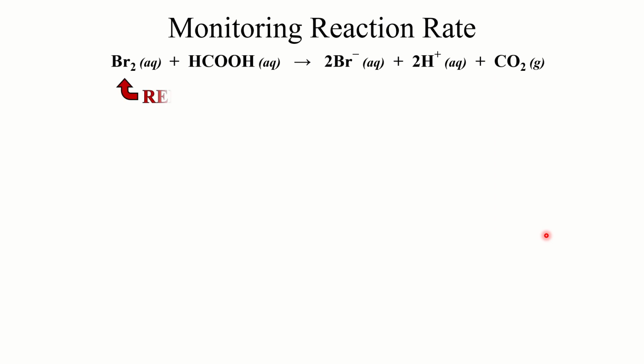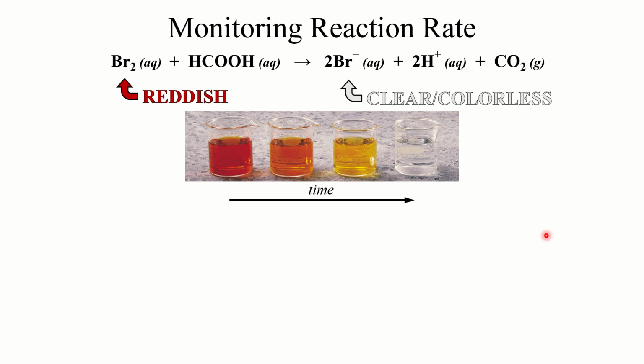Reaction rate can be monitored in a number of different ways. One way that is often used is spectrophotometry. Now this will only work if you have reactants and products that are clearly different colors. One hypothetical example would be this. Here we have liquid bromine, Br2, which has this reddish brown color. And then our product, bromide, Br-, is clear, or colorless.